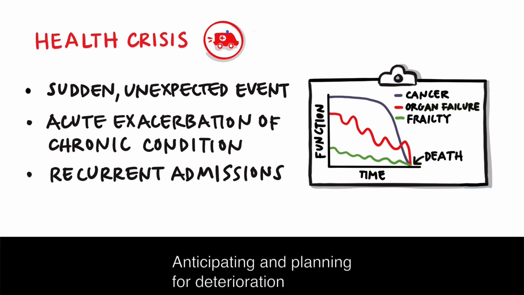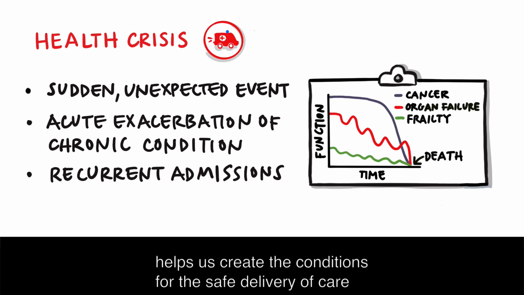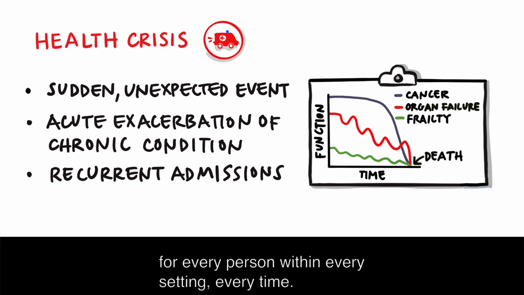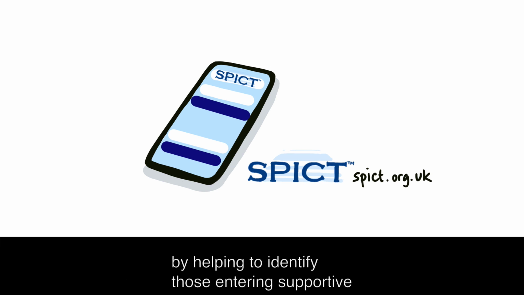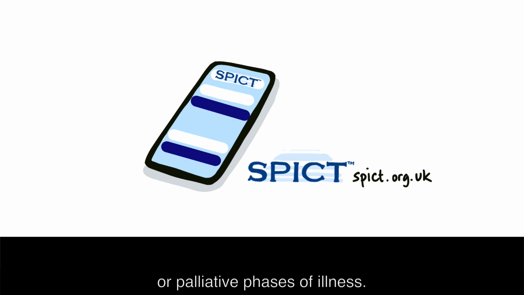Anticipating and planning for deterioration helps us create the conditions for the safe delivery of care for every person within every setting, every time. All patients can benefit from this. However, tools such as SPICT can help prioritise timely care planning by helping to identify those entering supportive or palliative phases of illness.